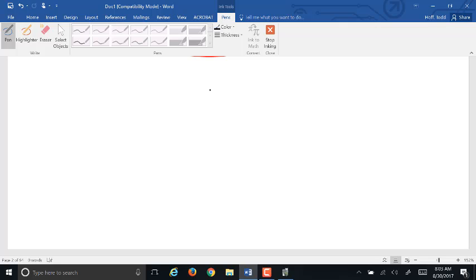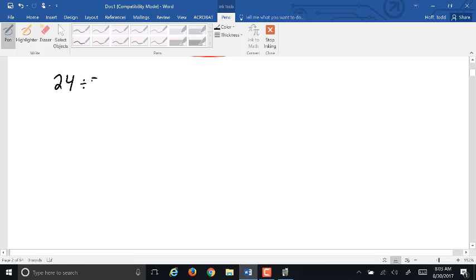So division, we said multiplication was repeated addition. And I told you yesterday that multiplication and division follow the same rules. Just one's going forward and one's in reverse. So if I have something like 24 divided by 8, we said that multiplication is repeated addition. Does that mean I can treat division as repeated subtraction?